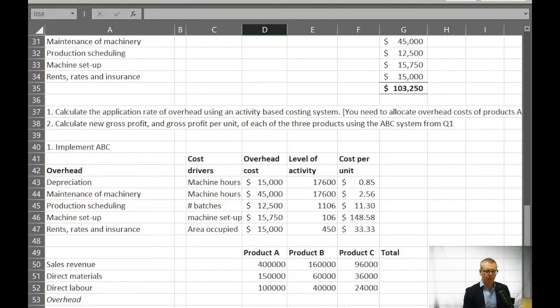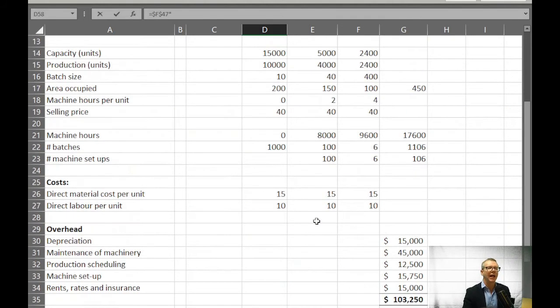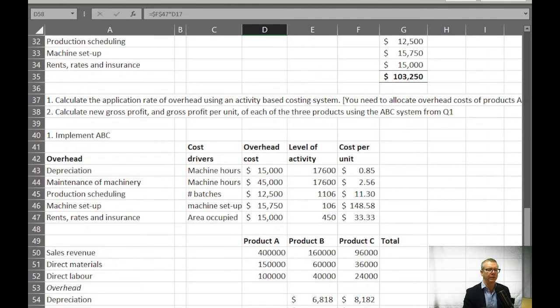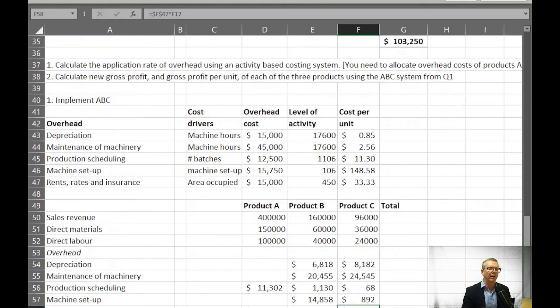The last one we've got is rents, rates, and insurance. We're applying that at $33.33, and we're doing this on the basis of the area occupied in square meters. So now we've got all of our overhead allocated.